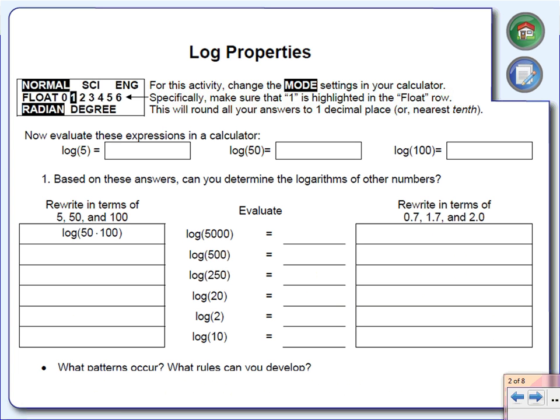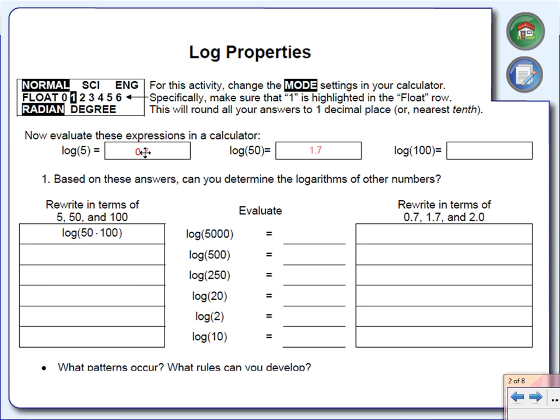Once you fix that mode, go ahead and go to the clear screen, and we're going to find out what the log of 5 is. Go ahead and type that in. What is the log of 5? 0.7. Remember, it rounded to 1 decimal place, and that turns out to be 0.7. Go ahead and write that down. Now let's find out what the log of 50 is. 1.7. Very good, 1.7.